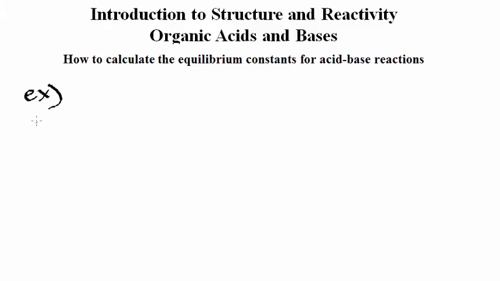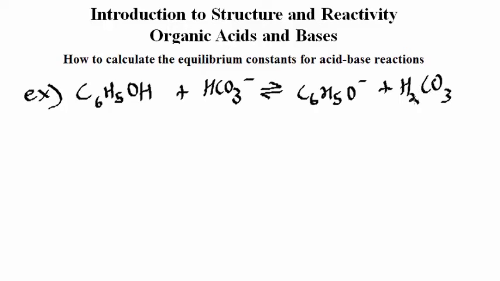So let's try this as an example. We want to calculate the equilibrium constant Keq for this acid-base reaction of phenol plus bicarbonate ion in equilibrium with the phenoxide ion and carbonic acid. From the charts in your textbook, you can find the pKa's for these two acids: the phenol, this alcohol acid, and the carbonic acid. These pKa values are 9.95 and 6.36 respectively.